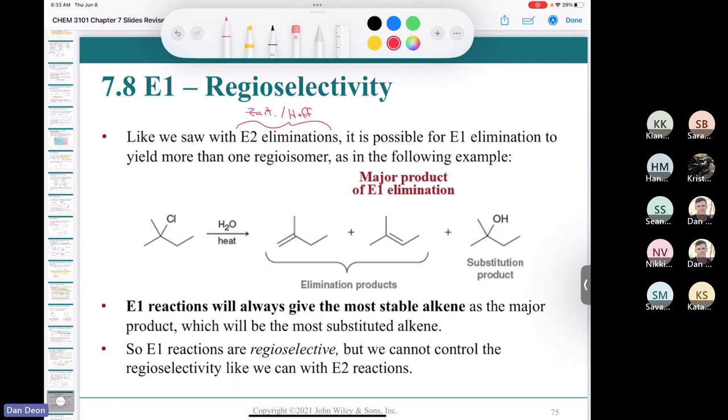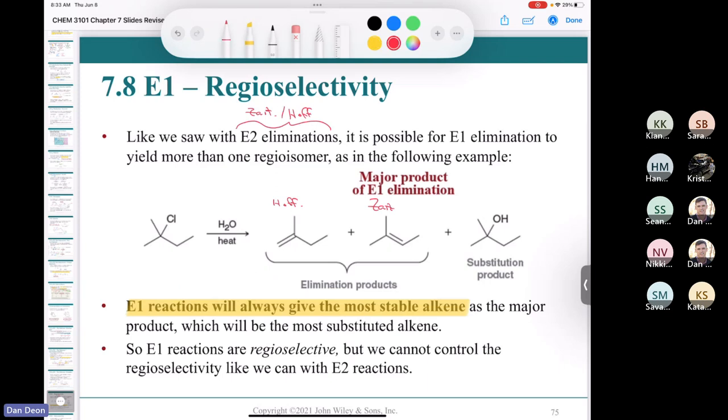Well, with E1, we can see the same thing. We can get Zaitsev and Hofmann products, right? You can see here that this is the Hofmann product, it's the less substituted alkene. This is the Zaitsev product here, it's the more substituted alkene. You've also got the SN1 product. And so, if you're wondering, well, what's going to be the major product? Here's the answer, it's in bold. E1 reactions will always give the most stable alkene as the major product, which will be the most substituted alkene.